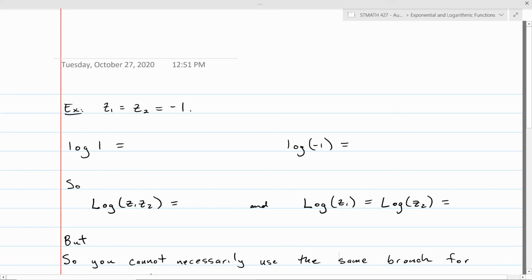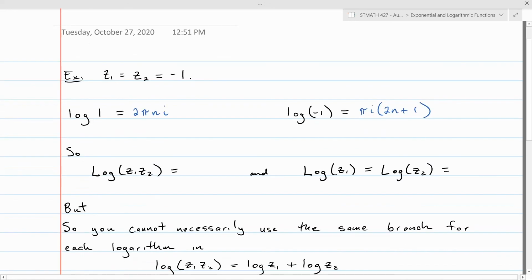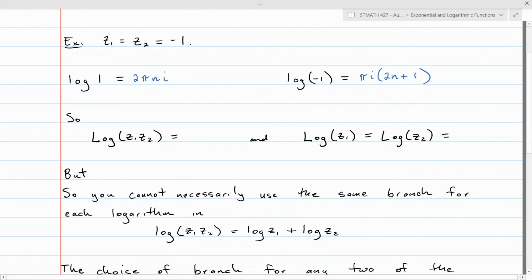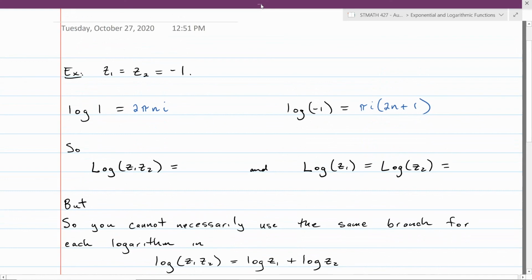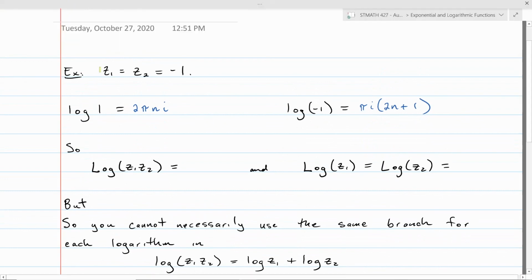So let's just remind ourselves here about a couple of things we computed earlier. Log of 1 works out to be 2 pi n times i, where n is just any integer. And we also saw earlier that log of negative 1, you get pi i times 2n plus 1. So you get the odd multiples of pi i. And then if we want the principal logarithm of z1 times z2, now z1 and z2 are both equal to negative 1 in this example.